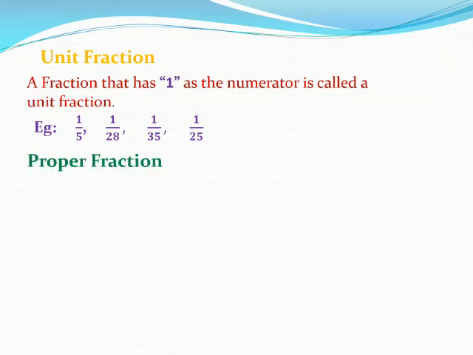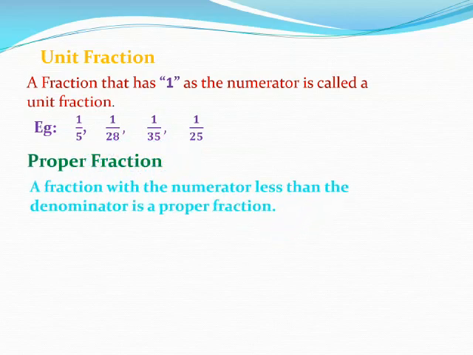Next, what is a proper fraction? A fraction with the numerator less than the denominator is called a proper fraction. Let's take some examples. We can see the figure. In this figure, the circle is divided into 4 equal parts. Out of that, one part is shaded. Then what is the fraction for this part? 1 by 4. Here 1 is the numerator, 4 is the denominator. So numerator 1 is smaller than the denominator 4. This is a proper fraction.